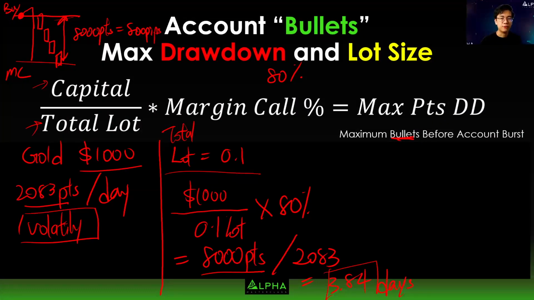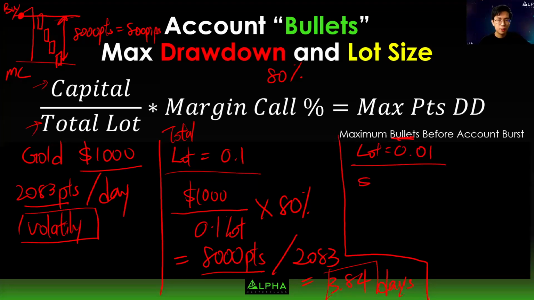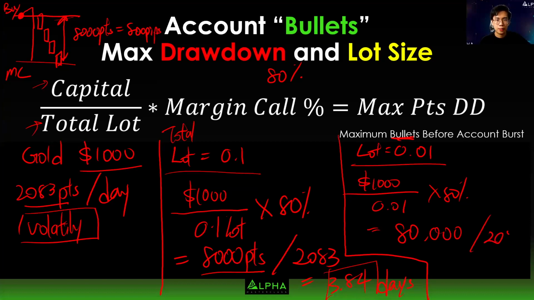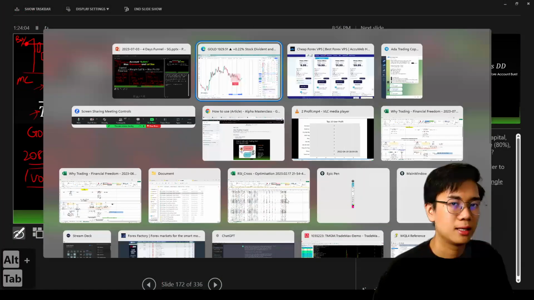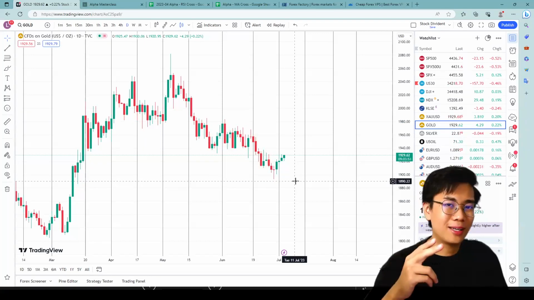Now we adjust the formula a little bit. Instead of lot size 0.1, we use a lot size of 0.01. Let's calculate: $1,000 divided by 0.01 times 80%. Everything else the same, so it's 80,000. Divided by 2083 is 38.4 days. That means the market needs to go against you by 80,000 points, or 8,000 pips, for you to be margin called. Now the question is: is this very easy to happen, very hard, or almost impossible? 8,000 pips fully against you.